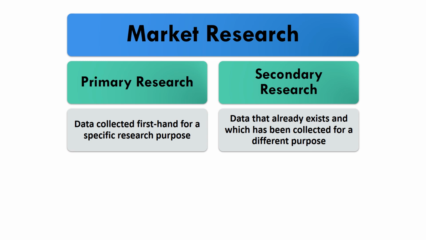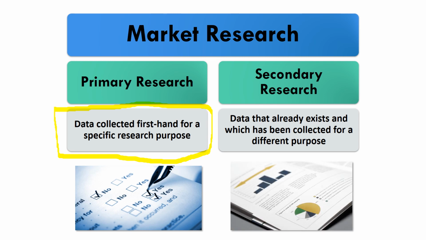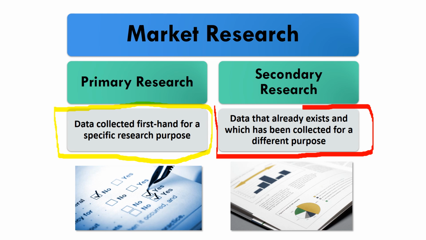So businesses will undertake research, and there are two broad categories of research that we need to be aware of. The first one is called primary research, and this is data collected firsthand for a specific research purpose. So a purpose has come into mind for a business, and then they've gone out and collected data specifically to address that. The second type of research is known as secondary research, and that is where the data that already exists and has already been collected is then used for a slightly different purpose.